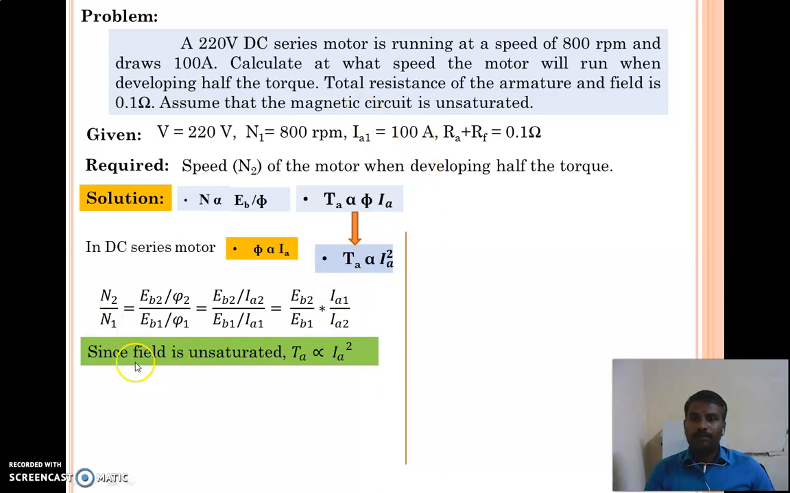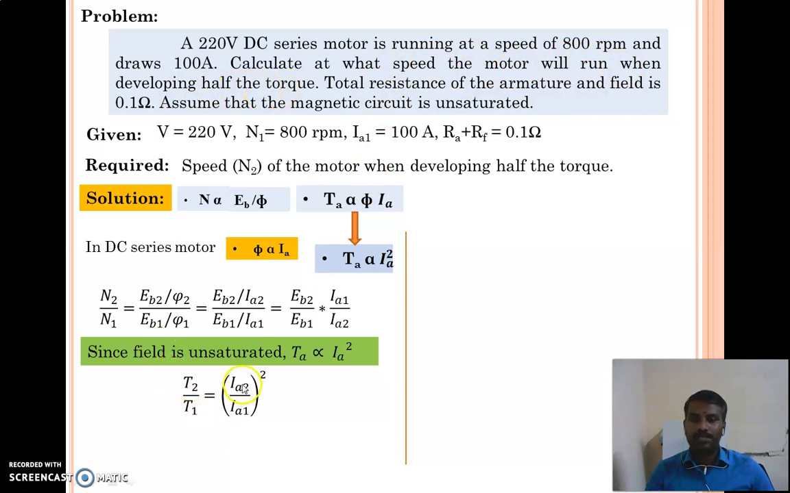In the given problem, field is unsaturated. The condition is given, so TA is proportional to IA square. We have to get torque ratio, that is T2 to T1. According to this equation, the known values are N1 and IA1. Remaining are unknown values, so we have to find the unknown values. For that, get the condition that the motor will run when developing half the torque.